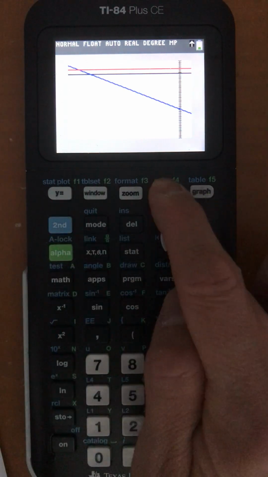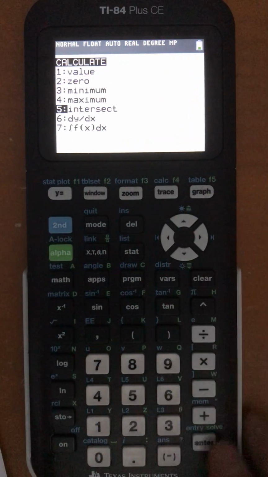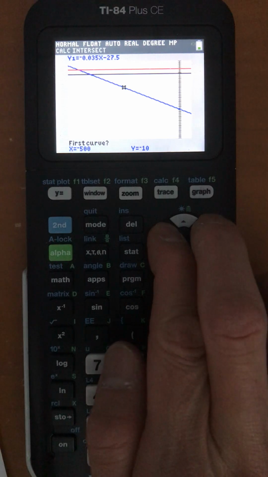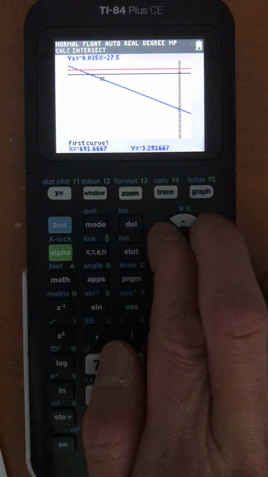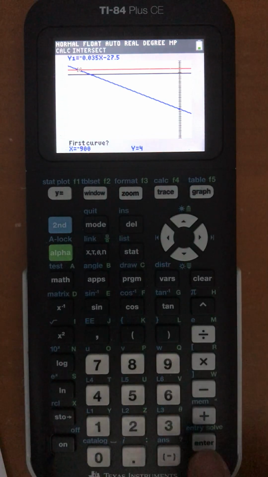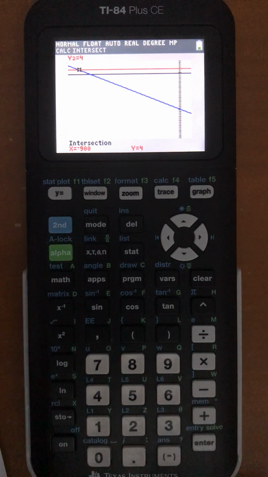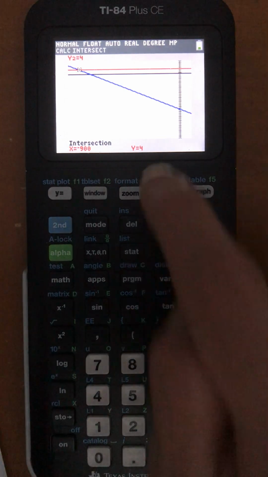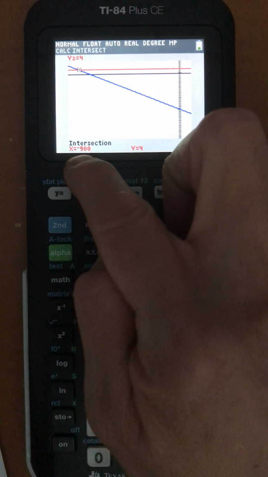So I go second, trace, intersect. Let's go to the first curve and the second curve. And then we're going to press enter 3 times. So first curve, yes, enter. Second curve, enter. Guess, yes. And our intersection point is, for a y value of 4, x value is negative 900.